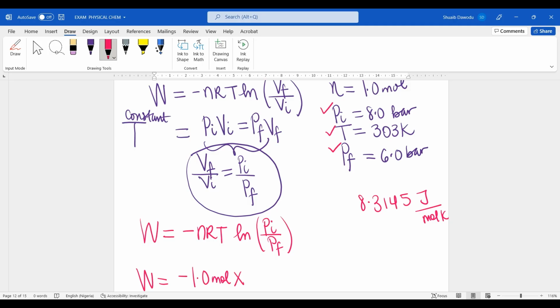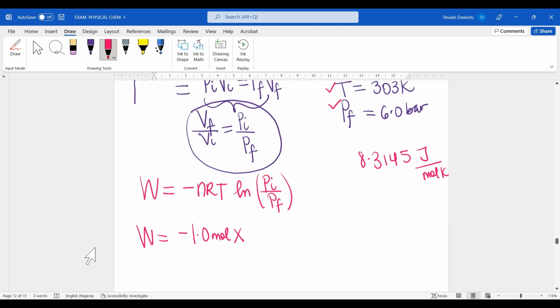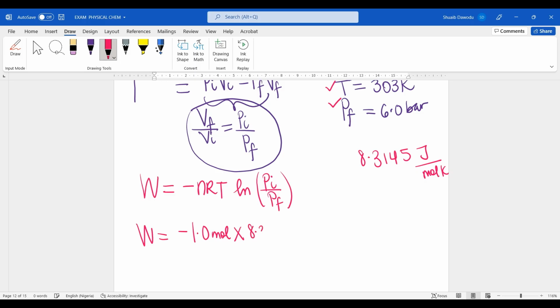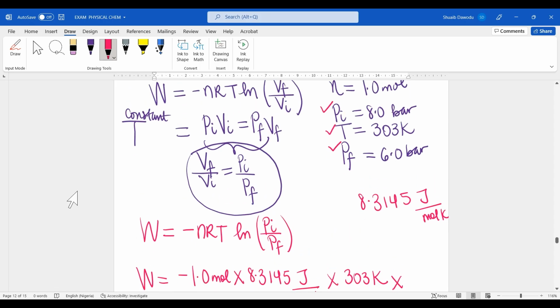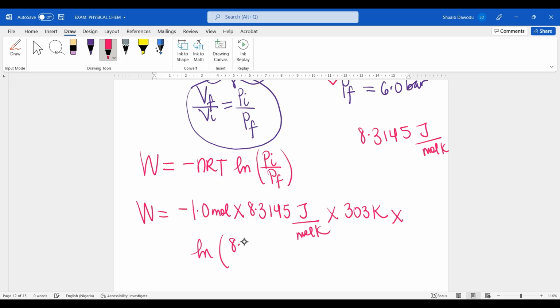You have to look at the units of the final answer value, and the unit for work done is joules. So we have to put a gas constant that is related to joules. Hence why we're using the 8.3145 joule per mole Kelvin, times temperature 303 Kelvin, times ln of P initial, which is 8.0 bar, and P final, 6.0 bar. So you cancel out all of the units.